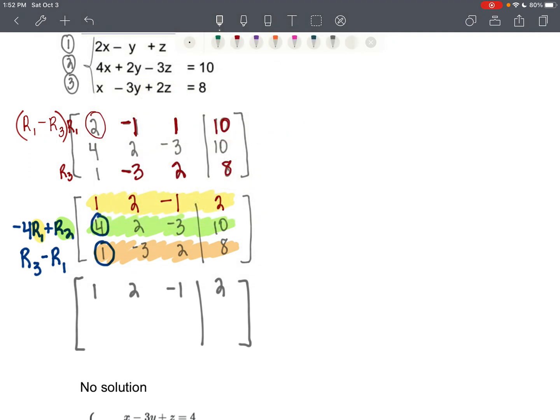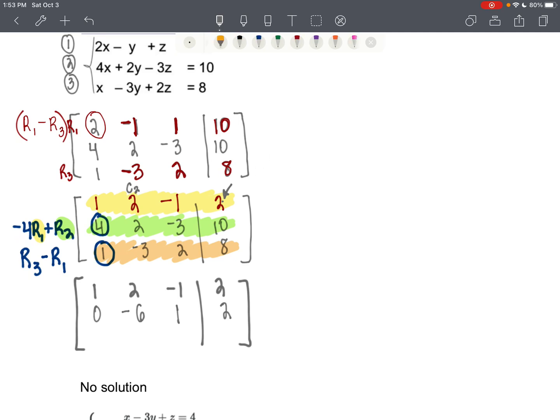So -4 times the yellow row would be -4 plus 4 is 0. For the next column, -4 times 2 is -8 plus 2 is -6. -4 times -1 is +4 plus -3 is 1. -4 times the yellow 2, right here. -4 times 2 is -8 plus 10 is 2.